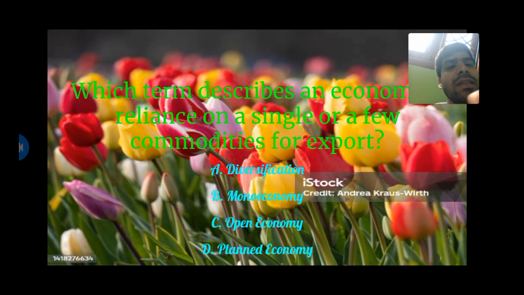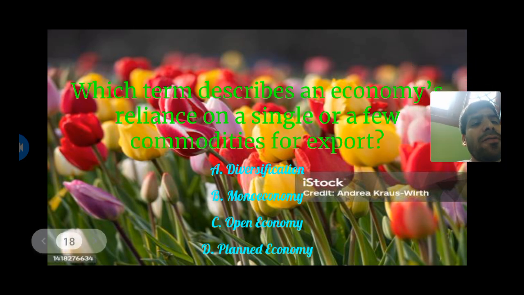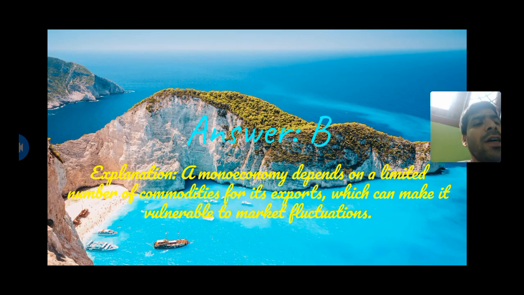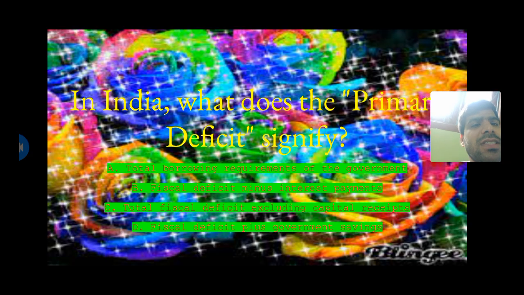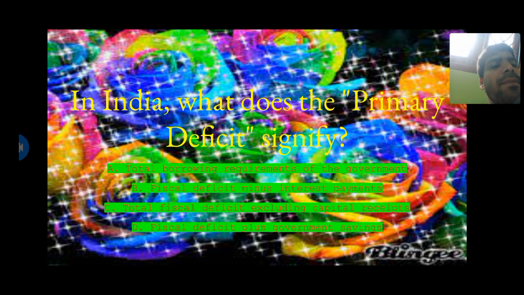And the next question is, which term describes an economy's reliance on a single or a few commodities for export? Option A, diversification. Option B, monoeconomy. Option C, open economy. Option D, planned economy. And the correct answer is option B. A monoeconomy depends on a limited number of commodities for its exports, which can make it vulnerable to market fluctuations.